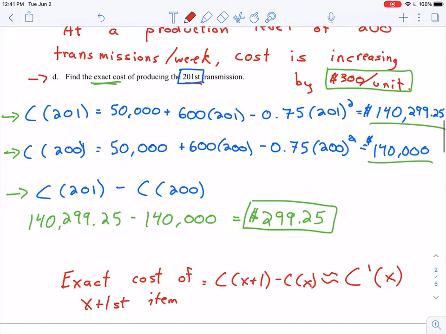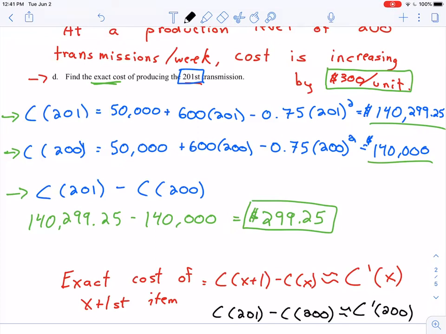So here what we saw in this particular example is that if I want to know the exact cost of the 201st item, I can go and calculate that if I want to, or I can find the marginal cost function and simply plug in 200 and I'll get something at least relatively close, within the same neighborhood. It probably won't be exactly the same number, but it should be very, very close.